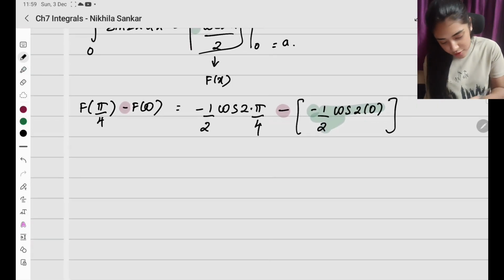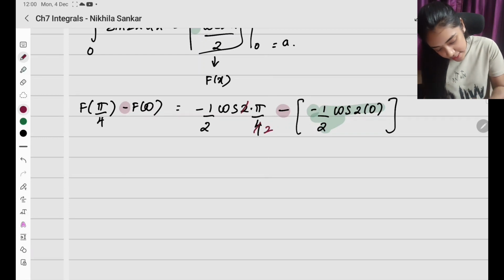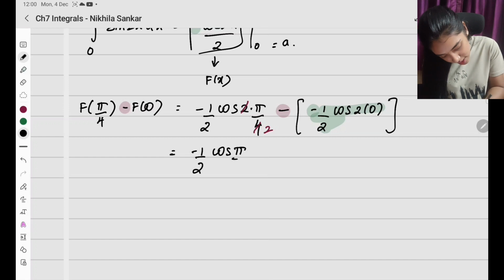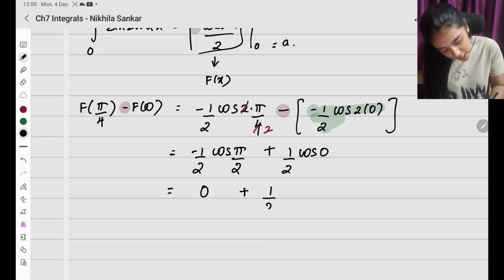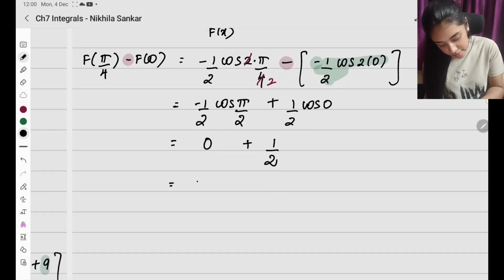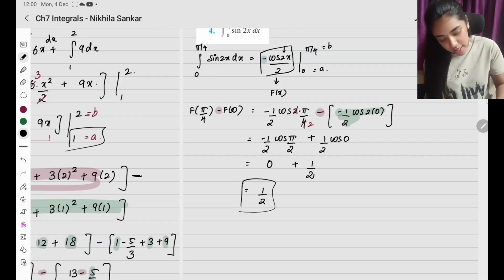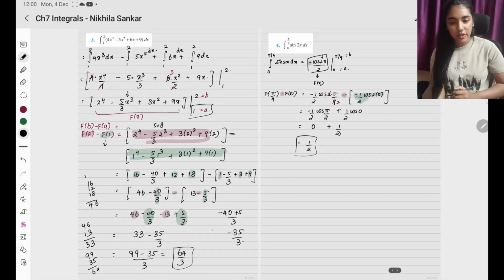When I solve this, I can cancel. So this gets cancelled. In the end, I have minus half times cos pi by 2, minus minus plus half cos 0. Cos pi by 2 is 0, plus half cos 0, and cos 0 is 1. So I have the final answer to be half. There is no plus c in definite integrals.